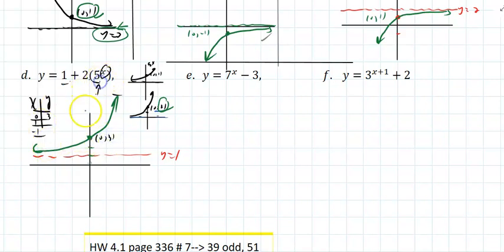At 1, 5 to the 1 is 5. Times 2, that's 10, plus 1, that's 11. At 1, you are at 11. So this graph is a lot steeper than I'm showing. But again, we just want the shape. I don't mind. The green or the black will do.